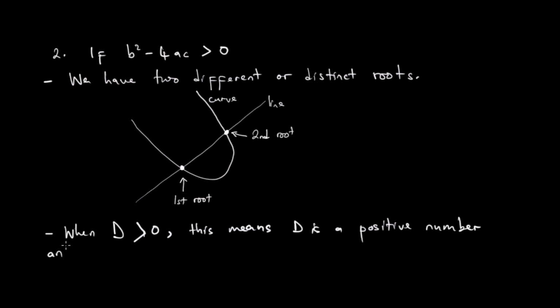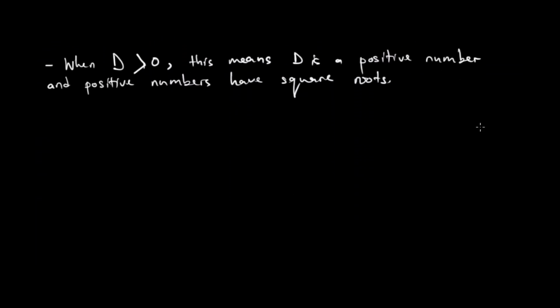And positive numbers have roots, and positive numbers actually have square roots. Let me put an example for argument's sake. An example, and when the discriminant b squared minus 4ac is equal to 9.